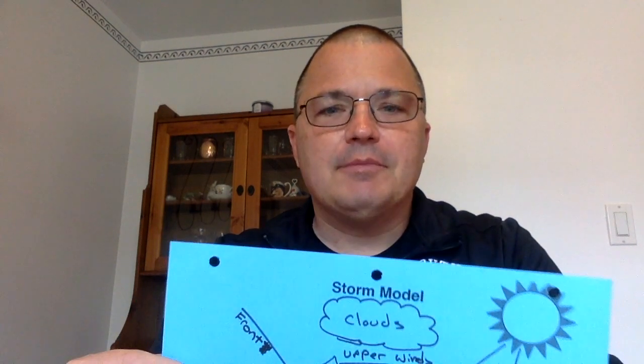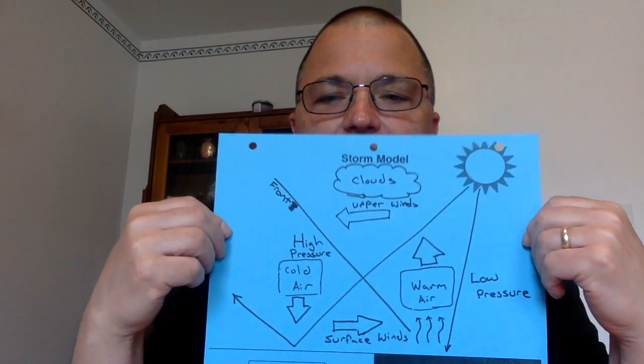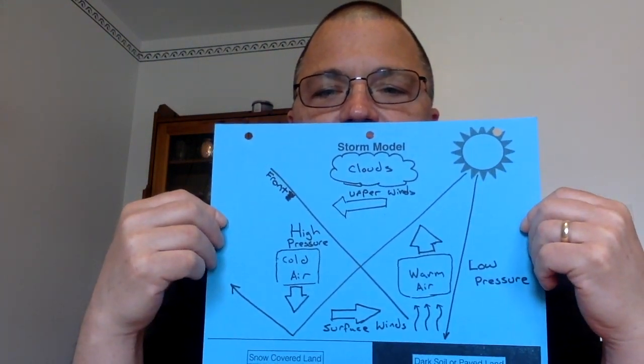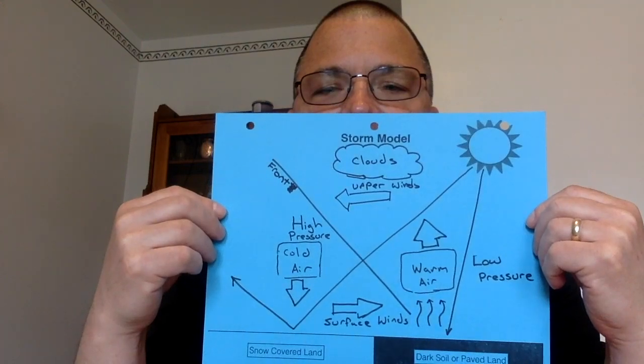Today we're going to take a look at the model all put together and see how we can use that model to understand what happens to us in storms when they happen. So if you've got your storm model out, you want to make sure that you've got it all caught up. It should look something like this.